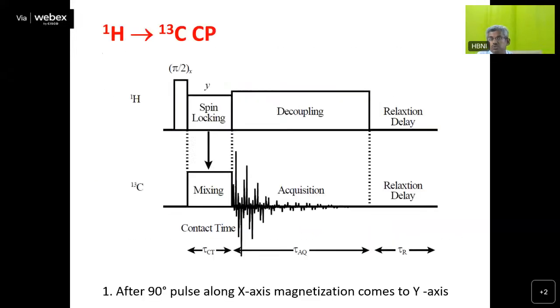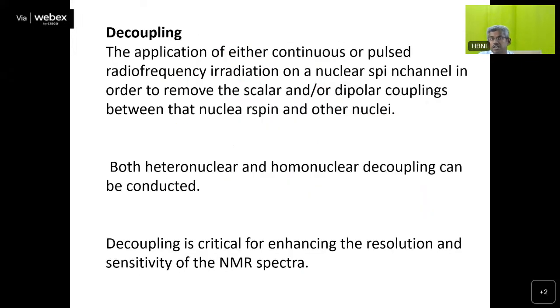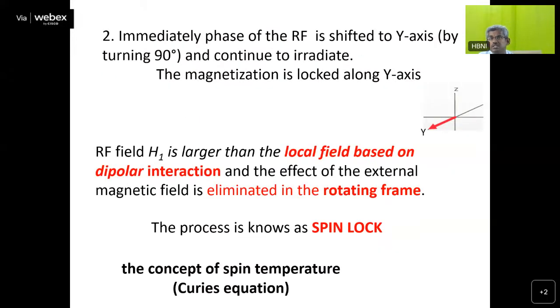So after the 90-degree pulse along the x-axis, the magnetization comes to the y-axis. You see here, y-axis. Now what is the second step? In the second step, immediately the phase of the radio frequency is shifted by 90 degrees and we continue to radiate. So is it clear to you? First, I apply the pulse along the x-axis and the magnetization comes to the y-axis. The moment the magnetization comes to the y-axis, immediately the phase of the radio frequency is shifted by 90 degrees and continues to radiate.